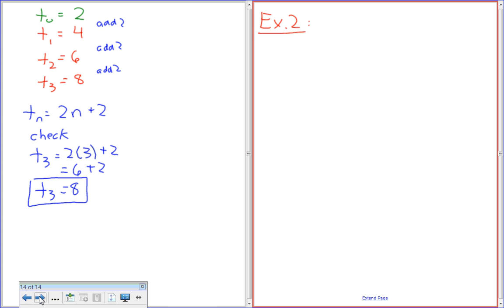Now find the general term. Okay, so the way we're going to do this here, we're going to start with the pattern. What's my pattern that I'm actually doing here each time? What's the pattern going to be? Right? Multiply by 2 each time, right?